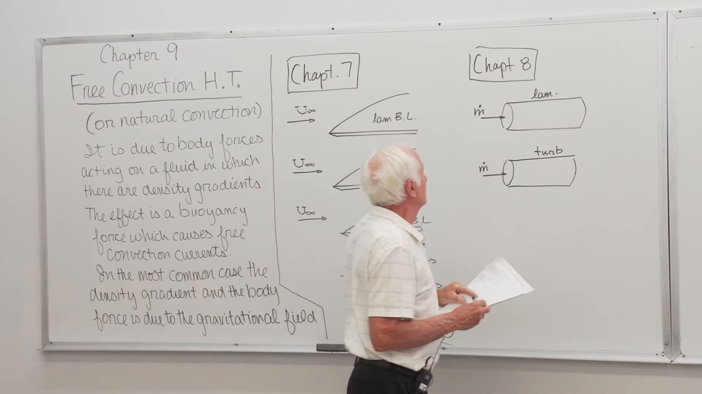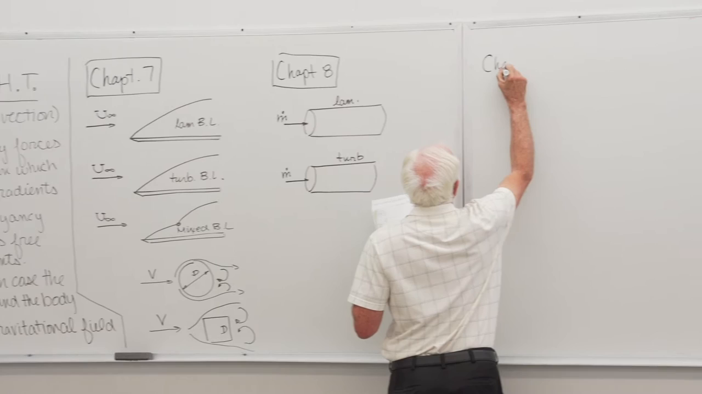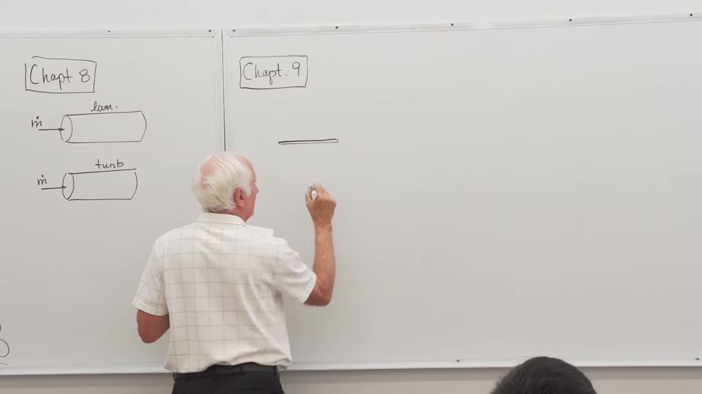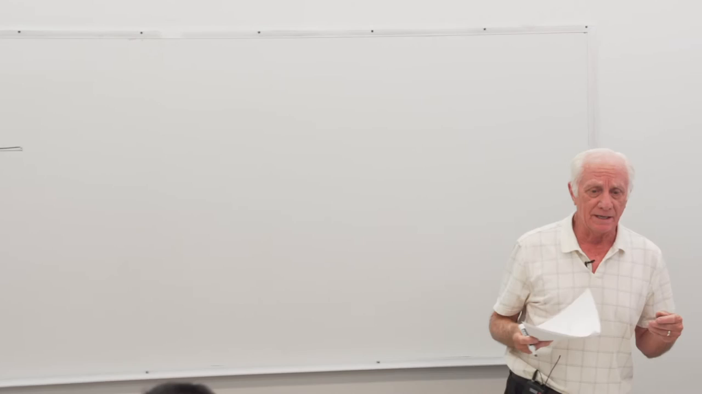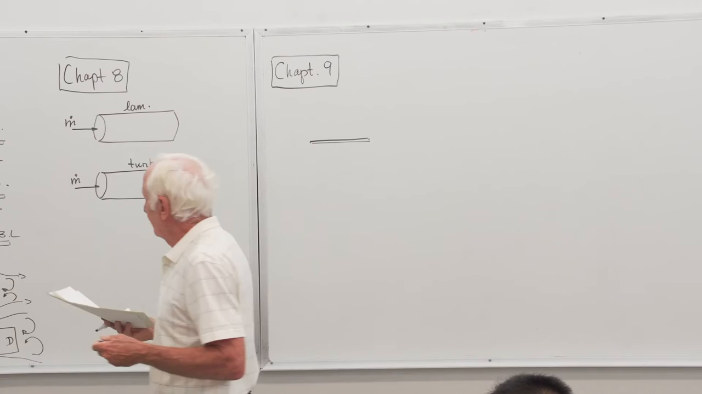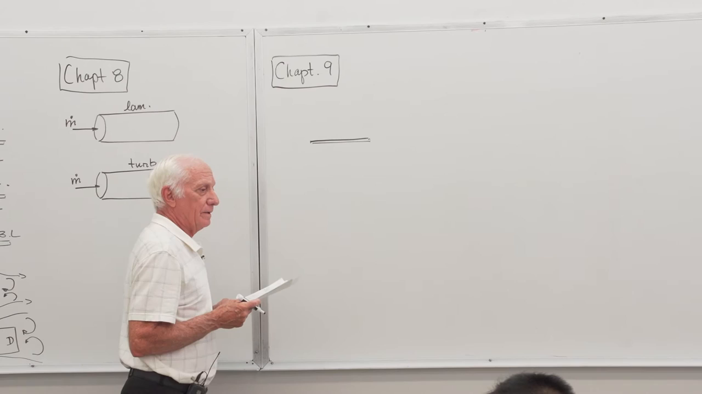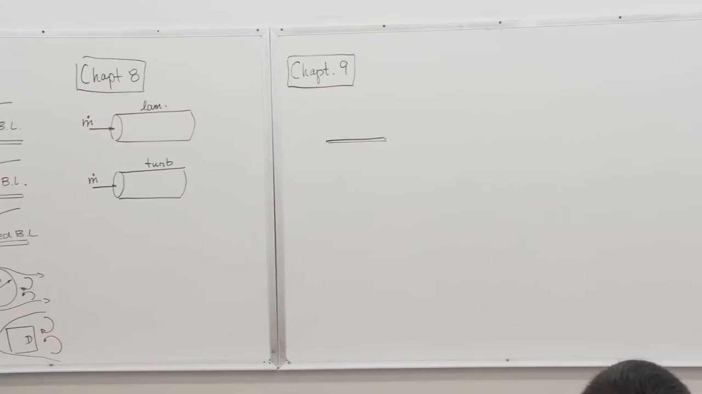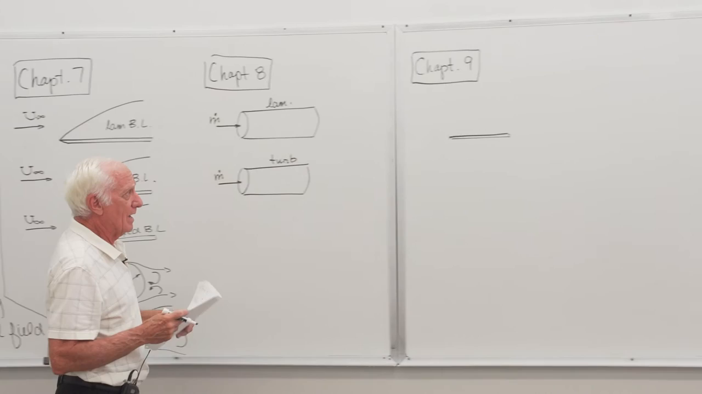Okay, so now we go to chapter 9. I'll give you different geometries. The first one, I'm going to have a heated horizontal plate. So it's like a hot plate in the kitchen. You plug it in the wall, the hot plate gets hot. You heat your coffee on it, heat a soup on it, whatever. But is there a fan in the kitchen blowing over it? No. But the air close to the heated surface, its density goes down. There's a buoyancy force. The air wants to rise. So the heated air is rising off of the surface.